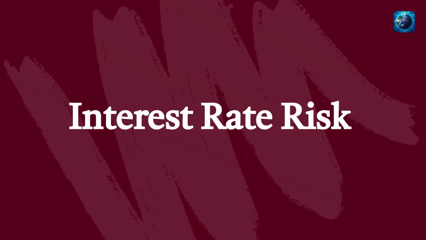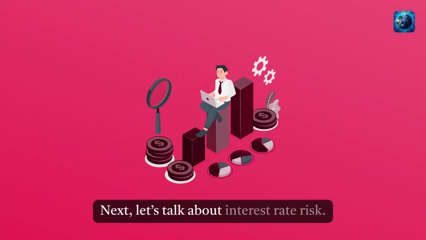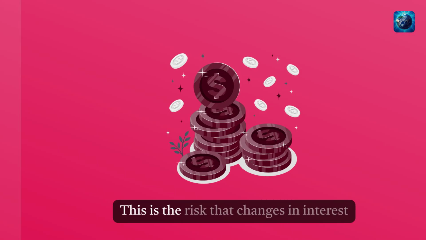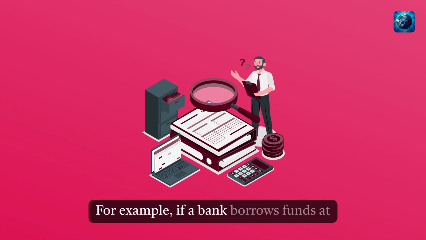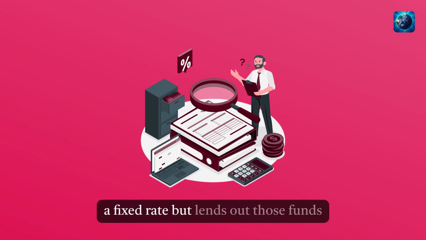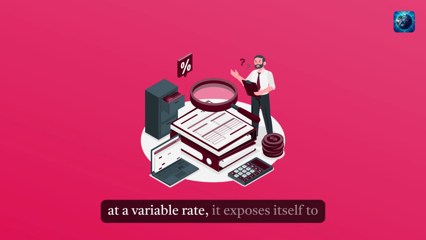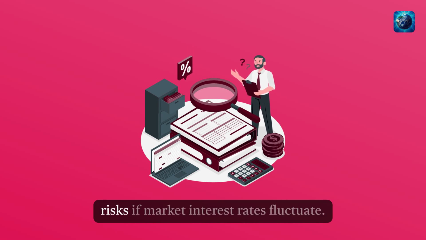Interest rate risk. Next, let's talk about interest rate risk. This is the risk that changes in interest rates will affect an institution's financial condition. For example, if a bank borrows funds at a fixed rate, but lends out those funds at a variable rate, it exposes itself to risks if market interest rates fluctuate.